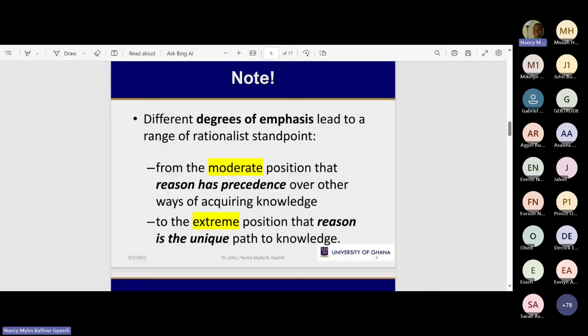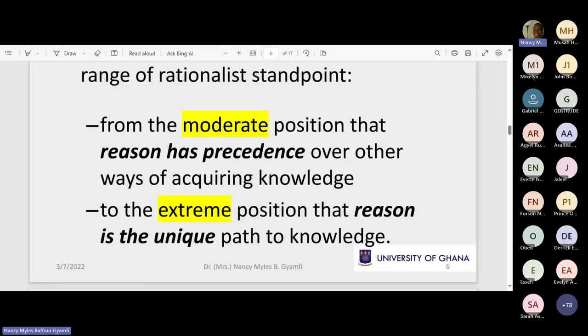Okay. Then there are other views that on your screen now we'll label as extreme, because it doesn't say reason has precedence over another. No, it says reason is the unique path to knowledge. There is none anywhere else. So we would consider that as extreme.